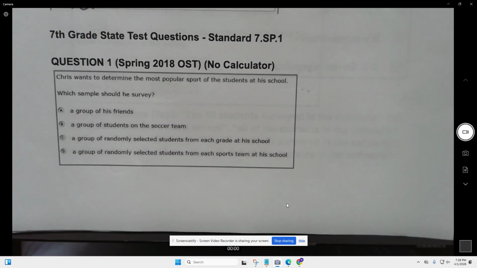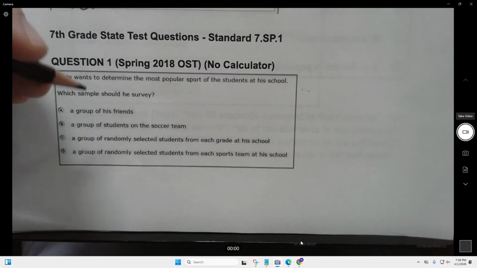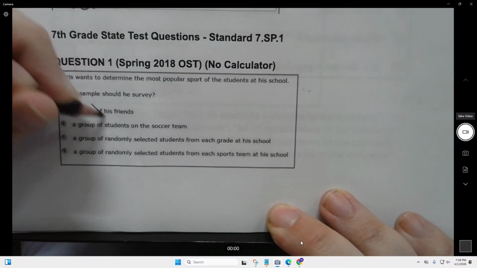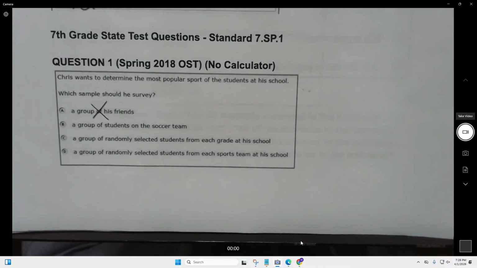Is it A, a group of his friends, B, a group of students on the soccer team, C, a group of randomly selected students from each grade at his school, or D, a group of randomly selected students from each sports team at his school? So, A, a group of his friends, not very helpful. Typically, if you're a baseball fan, you're going to be friends with other baseball fans.